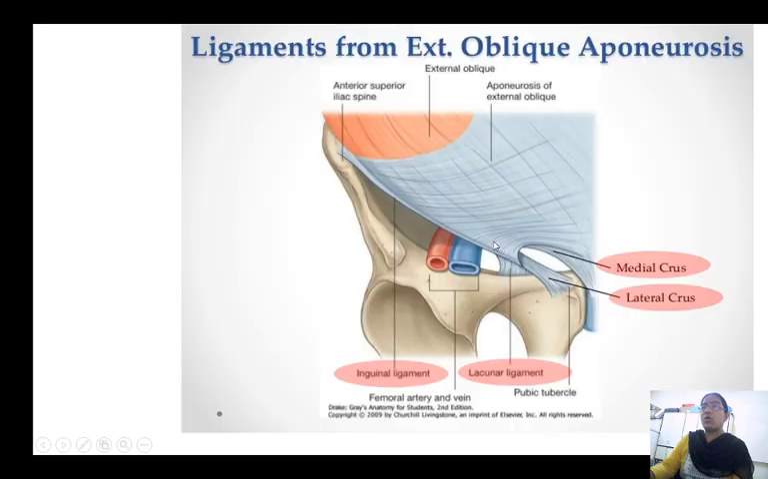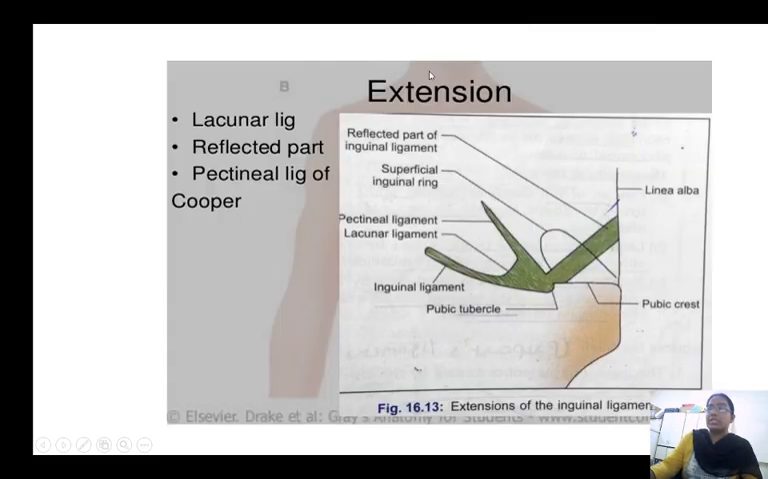When you study the external oblique muscle, there are a few important points to remember: which ligaments are the extensions of the external oblique aponeurosis. The aponeurosis has three extensions. One is the reflected part of the inguinal ligament. One more is the pectineal ligament, or ligament of Cooper. One more is this triangular part, called the lacunar ligament. These are the reflections of the inguinal ligament.